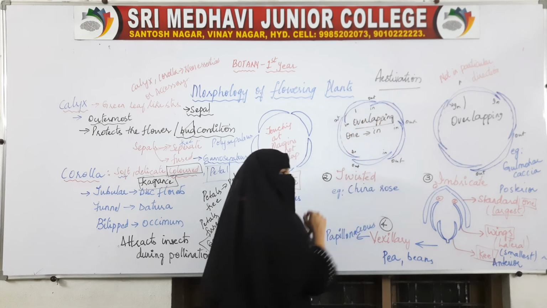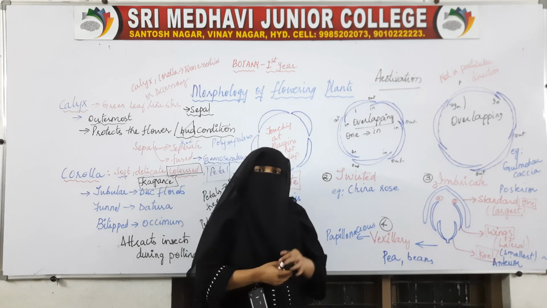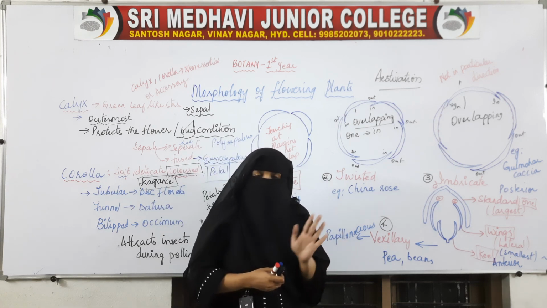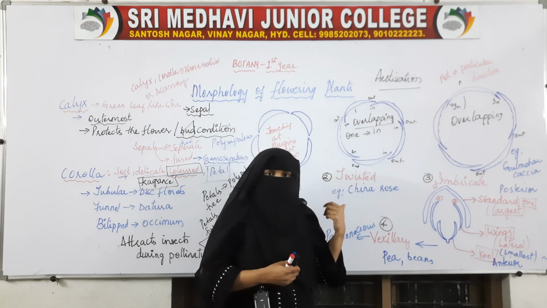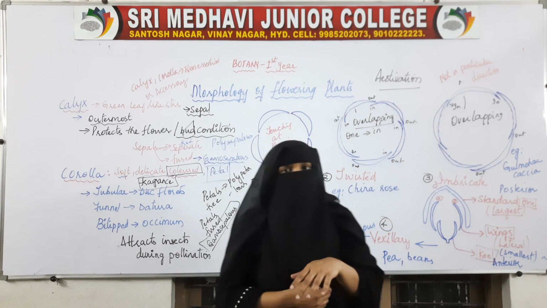Then androecium and gynoecium. The arrangement of both calyx and corolla is called estivation. In the next class we will take up androecium.